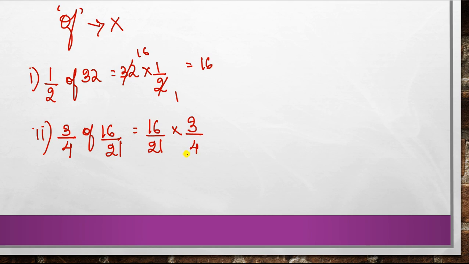Just this, only interchange it, and then we'll cut all these because these can be cut. 4 by 4 gives us 1, 16 by 4 gives us 4. 3 by 3 gives 1, 21 by 3 gives us 7. So here we have been given 4 and 7. So 4 into 1 by 7 into 1 is equal to 4 by 7. So therefore the answer is this. So we have also learned how to find fractions if they are given with "of".